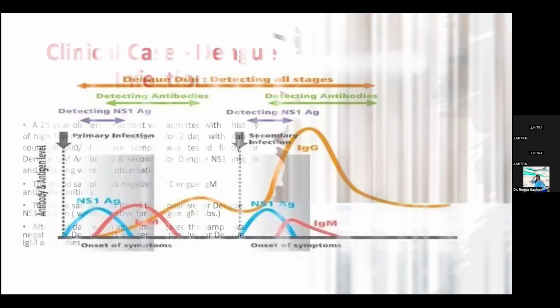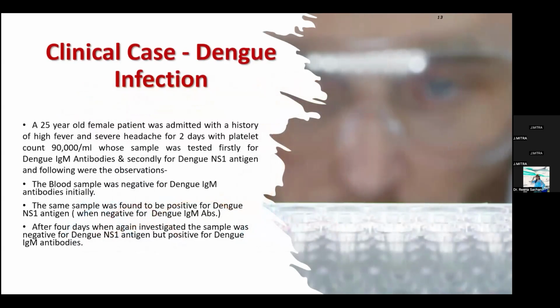Now coming to the clinical case of dengue infection, just giving a brief history. A 25-year-old female was admitted with a history of high-grade fever and severe headache for 2 days, with a platelet count of 90,000.